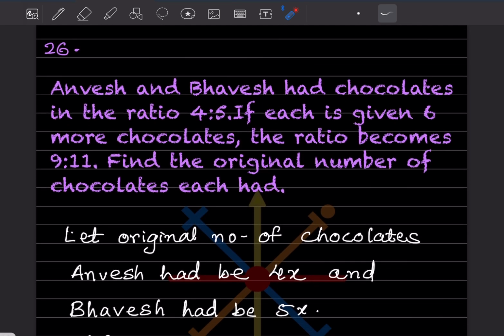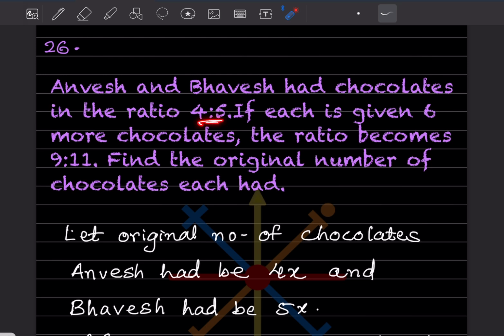Anvesh and Bhavesh had chocolates in the ratio 4:5. Each is given 6 more chocolates. The ratio becomes 9:11. Find the original number of chocolates each had. So we don't know the original number. So we can say let the original number of chocolates Anvesh had be 4x, and Bhavesh's is going to be 5x, because the ratio given is 4:5. So this will be 4x and this will be 5x.